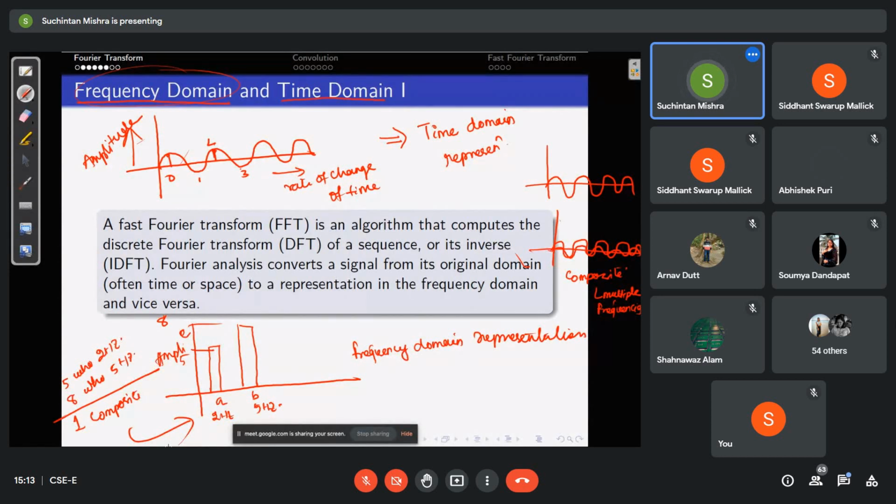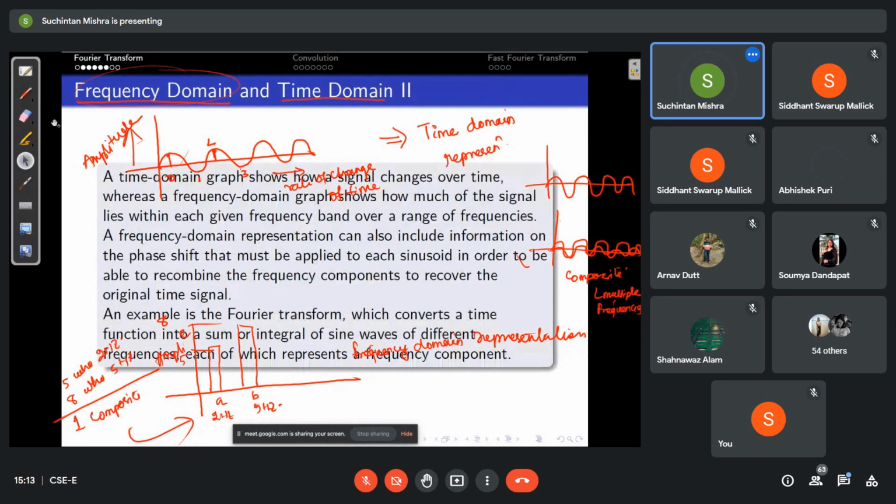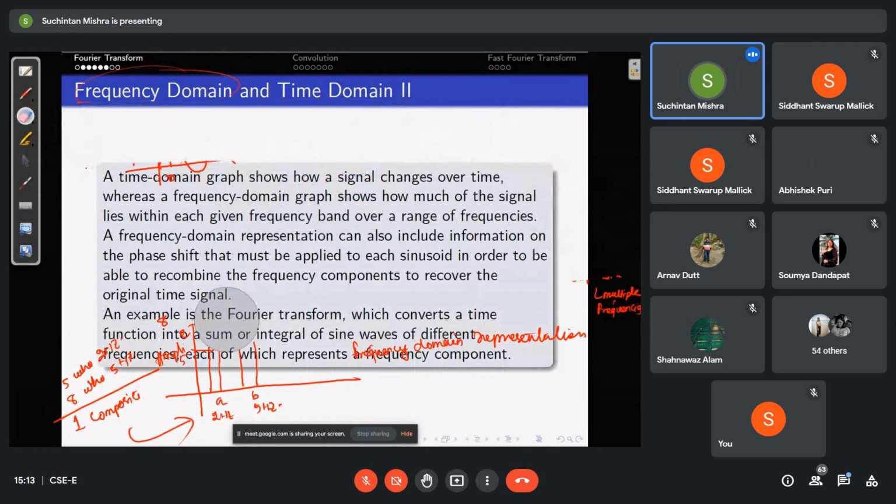So either I can represent a signal using its time domain, or I can represent a signal using its frequency domain. Either way, the information remains the same. Let us see some examples.